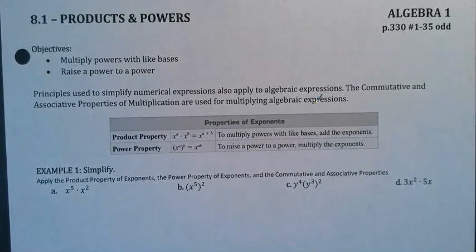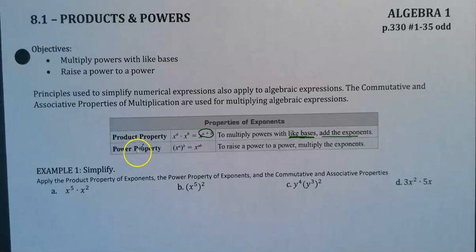Okay, so this product property, we have x to the power of a times x to the power of b equals x to the power of a plus b. So notice they have the same base, x. We can multiply them and we add the exponents, a plus b. So it says to multiply powers with like bases, we add the exponents. They always have to have like bases.